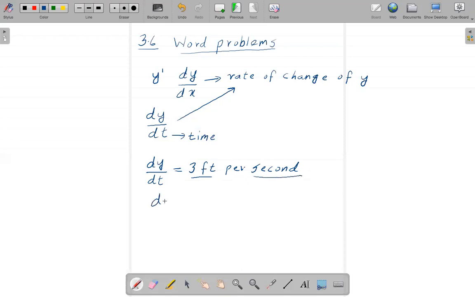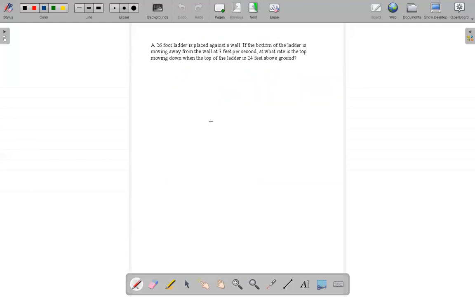Or if I write dx over dt equals 2 feet per second, this means the rate of change of x per second, right? So basically, this means rate of change. That's what I'm trying to say. All right, just keep that in mind. Okay, so now after we know this idea, we will be doing this problem first.